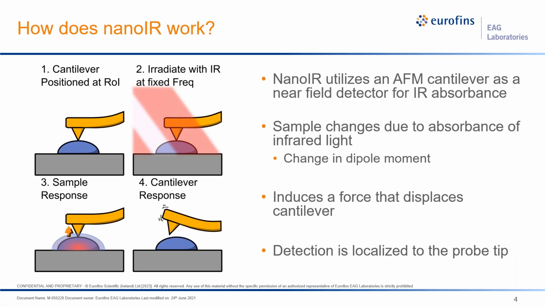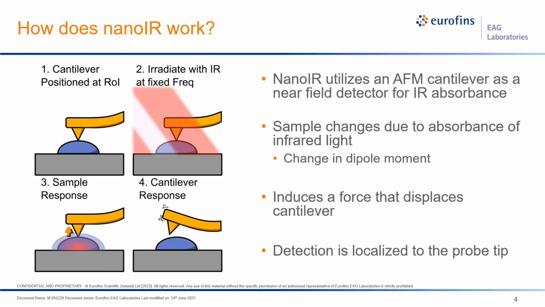So that leads into nanoIR, and what this is essentially is we're using an AFM cantilever as a near-field detector for infrared absorbance. And what happens is a four-step process where we first position the cantilever at the region of interest and then irradiate the sample with an IR source at a fixed frequency. And then the sample will have a response if it absorbs the infrared light, and that response is going to induce a force that displaces the cantilever.